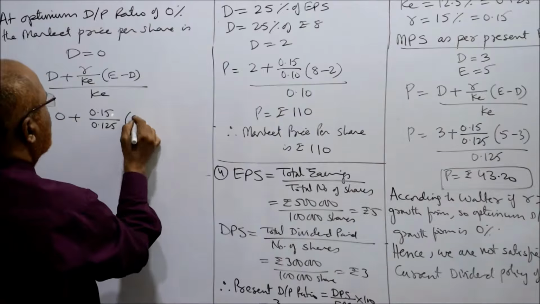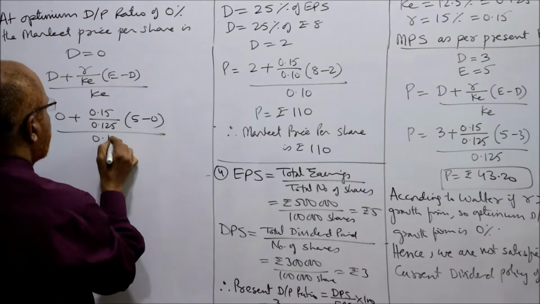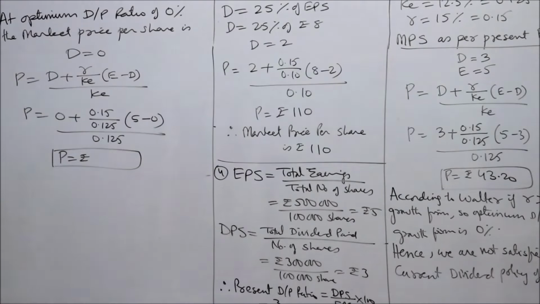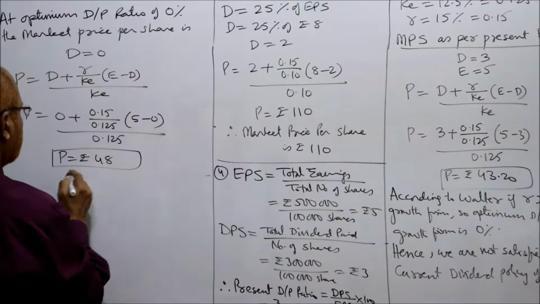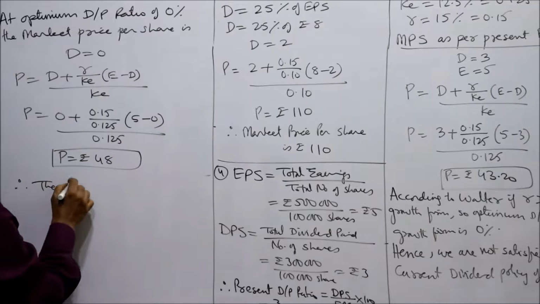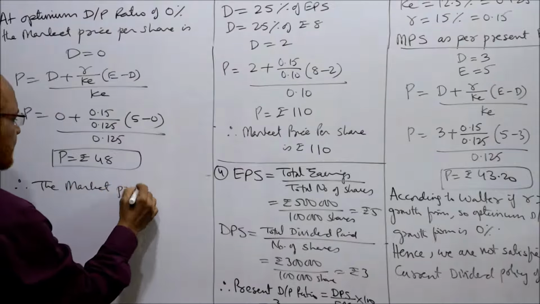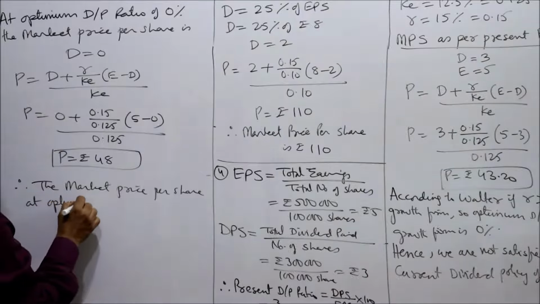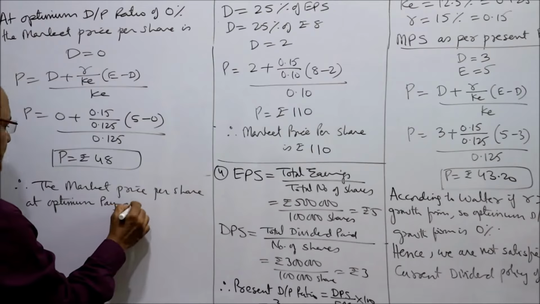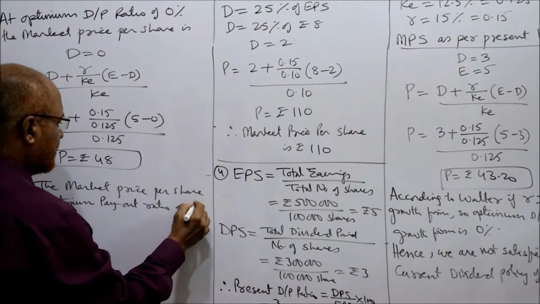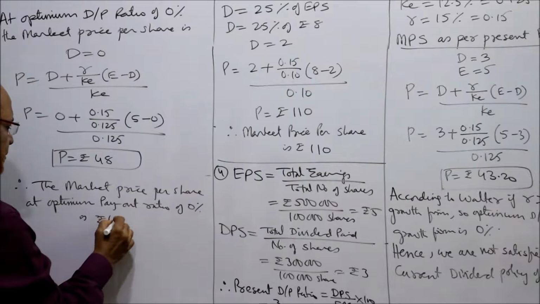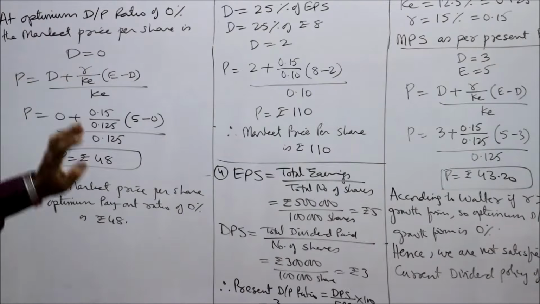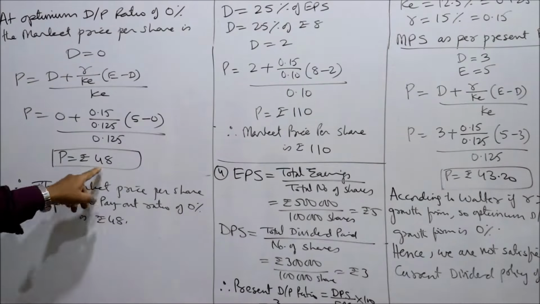earnings per share is 5 rupees minus 0. P is equal to 48. That's it. At the optimum DP ratio of 0%, the market price per share is 48 rupees.